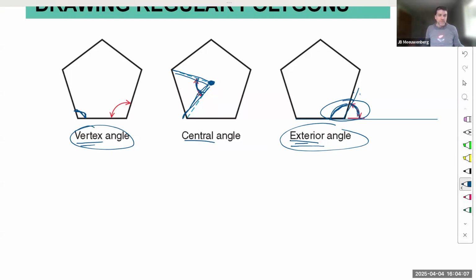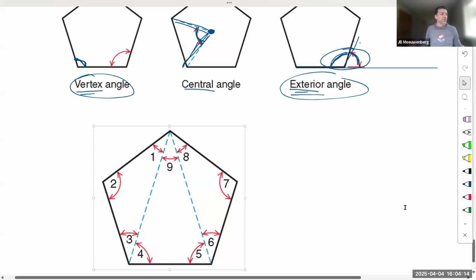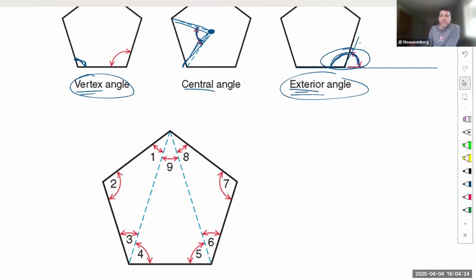So let's investigate a regular pentagon. So here is a regular pentagon. And what you'll also see are these other lines that were drawn from that point, the diagonals. Why do we do that? To turn it into three different triangles. And so what we're going to try to calculate here is how big the angles are in our regular polygon. And so this drawing is going to help us.